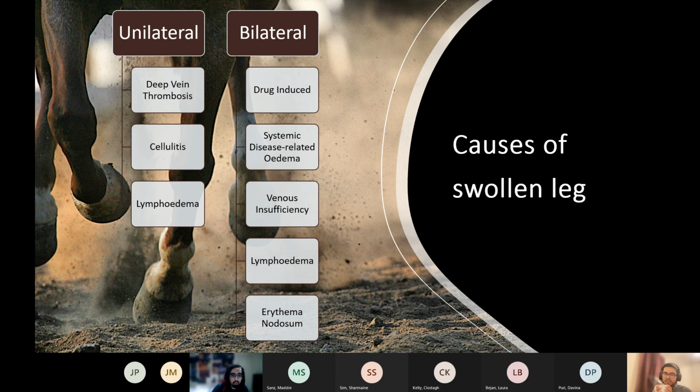They might not be red. So systemic disorders like heart failure. So why does heart failure cause swollen legs? What's the mechanism?